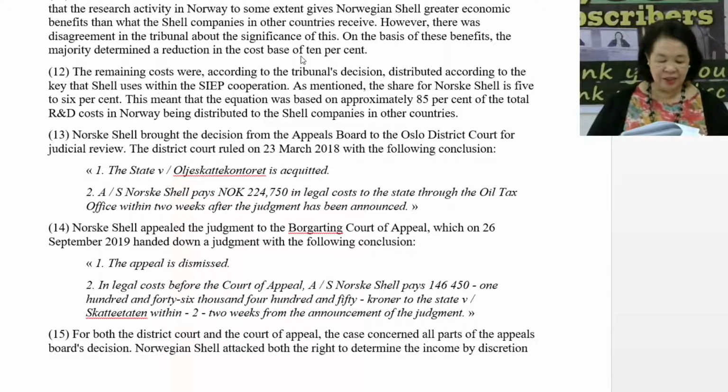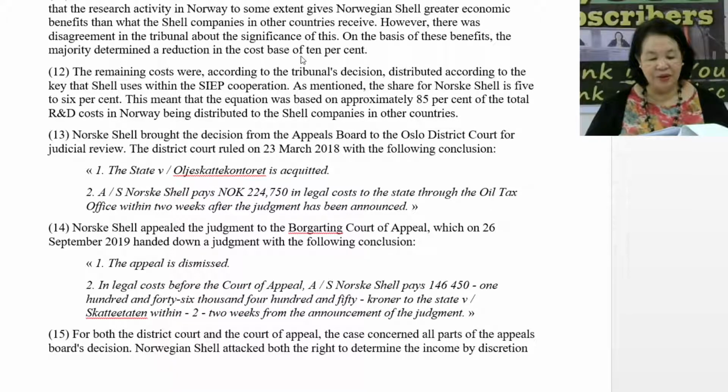So Norske Shell appealed the judgment to the Borgarting Court of Appeals, no? So, nag-appeal na naman yung Shell, which on 26 September 2019, no? So, ilang years lang, 1 year. Kasi 2018, 1 year and a half. Kasi March 2018 and then September 2019 nasa Court of Appeal. Handed down in judgment with the following conclusion: the appeal is dismissed. No? So talo pa rin yung Shell. Kasi dinismiss yung appeal niya eh.